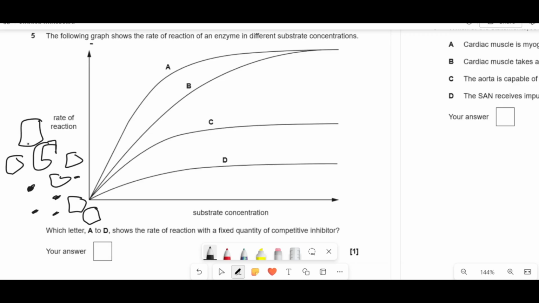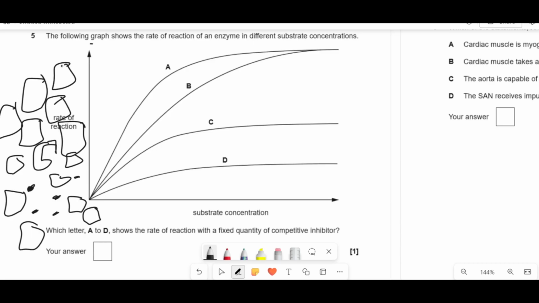Eventually, you've got so much substrate that the substrate is more likely to collide with the enzyme, leading to an enzyme substrate complex, versus the inhibitor. So eventually, you've got so much of it that it's just going to be back to normal. So it's not A, because that's the highest rate, right? And it levels off here. B has a slightly slower rate going up, but it eventually levels off at the same point, which is in keeping with what we want to say.